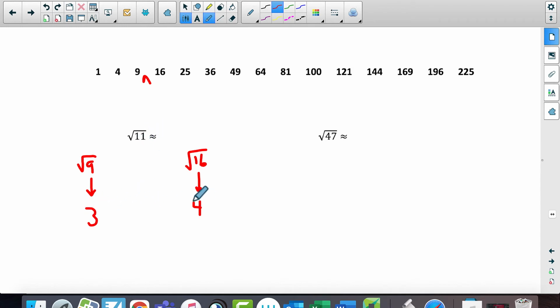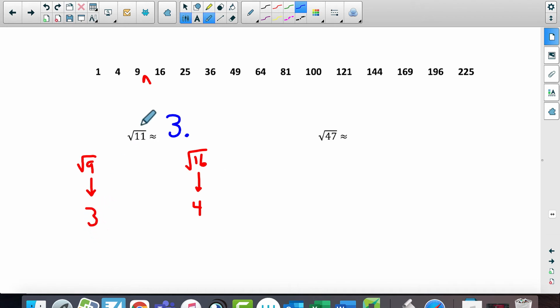If it's between 3 and 4, what kind of number must it be? It must be 3 point something. It could never be 4 point something if it's between 3 and 4, because if it was 4 point something, it would be bigger than this amount, right? Okay, that was the first step.